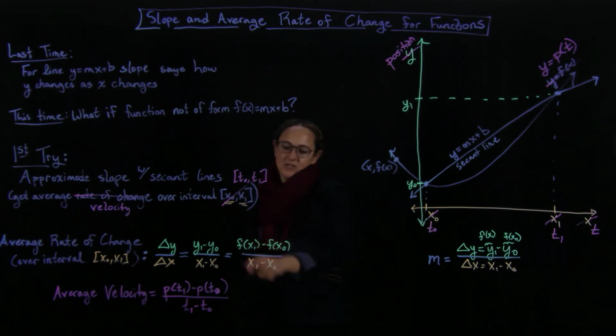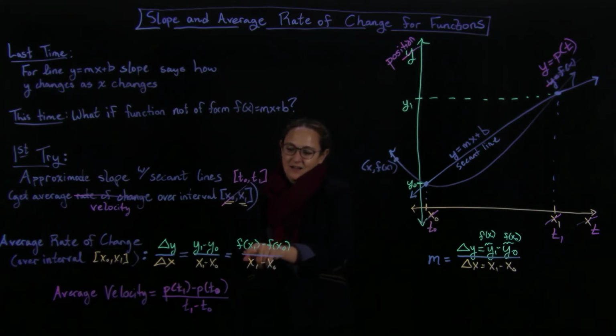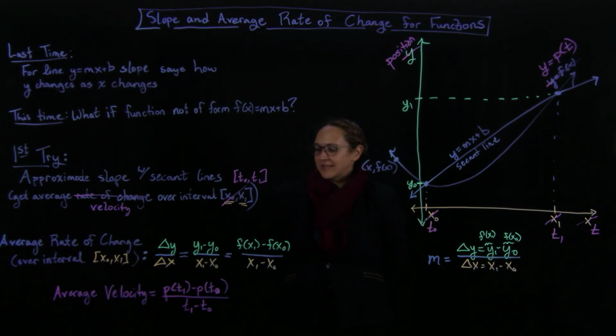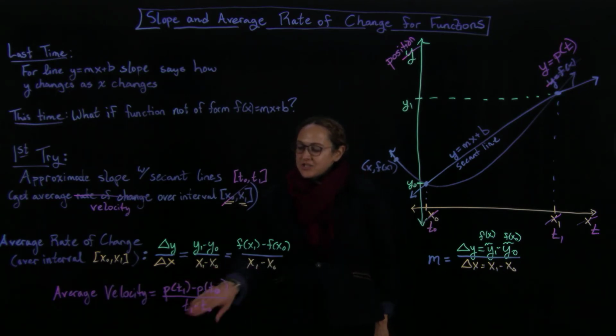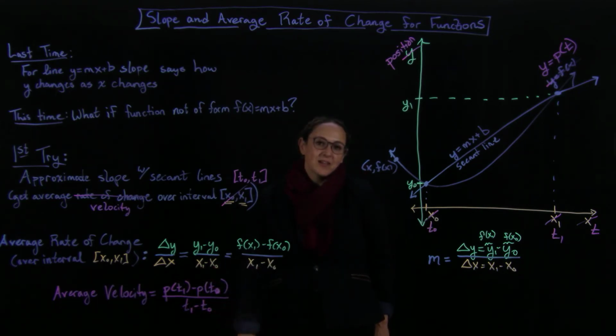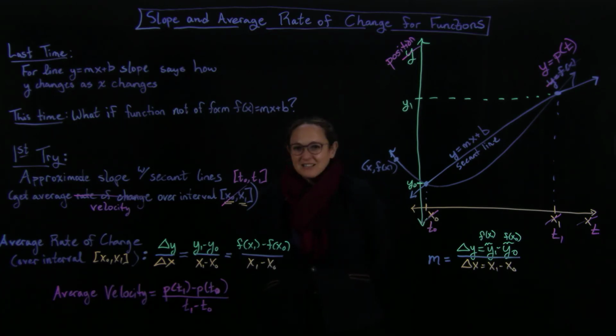We just have to use the formula with the function, which is now p, so that we're looking at a change in position divided by a change in time. That's like how far you went divided by how long, like miles per hour.